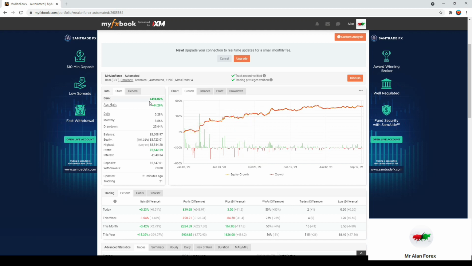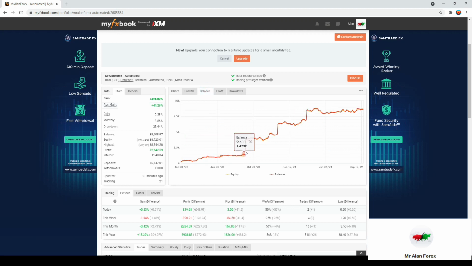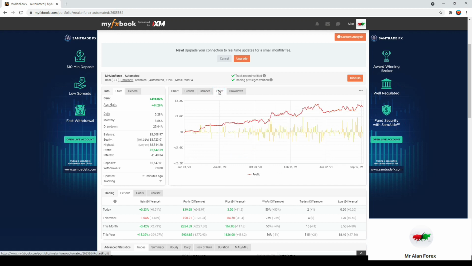So it says 400, so it's almost 500%. The absolute gain is a lot less because what I've been doing is adding to this. You see these big chunks here. Every time I get some spare cash, I throw it in here because I want to grow this account so it gets bigger and bigger. But as you can see, if you click on the profit, you can see that it is steadily and always going up.